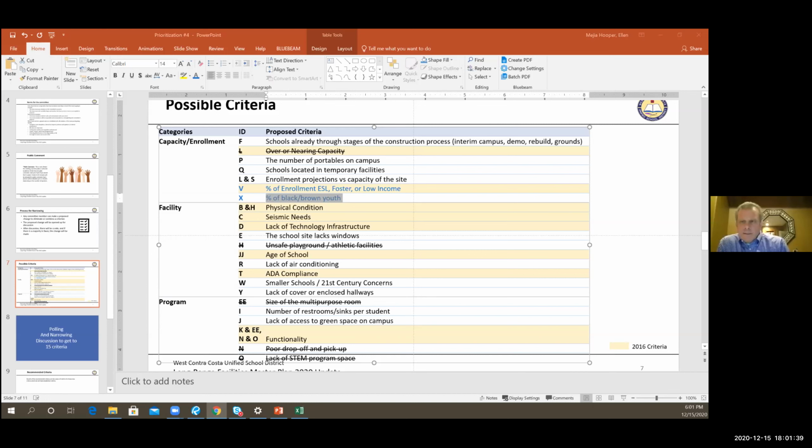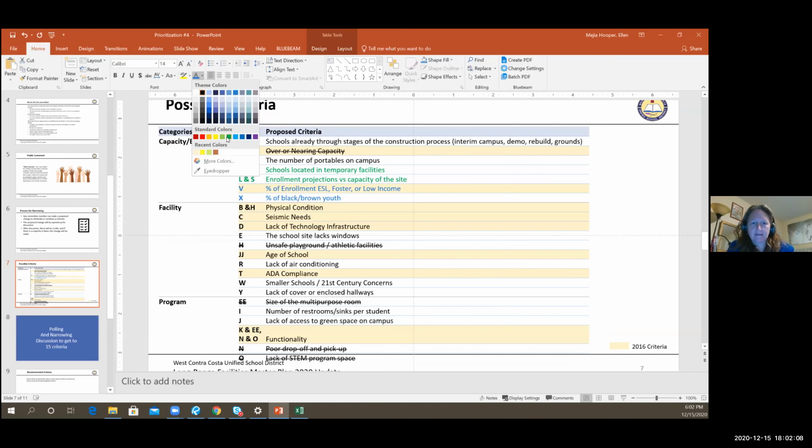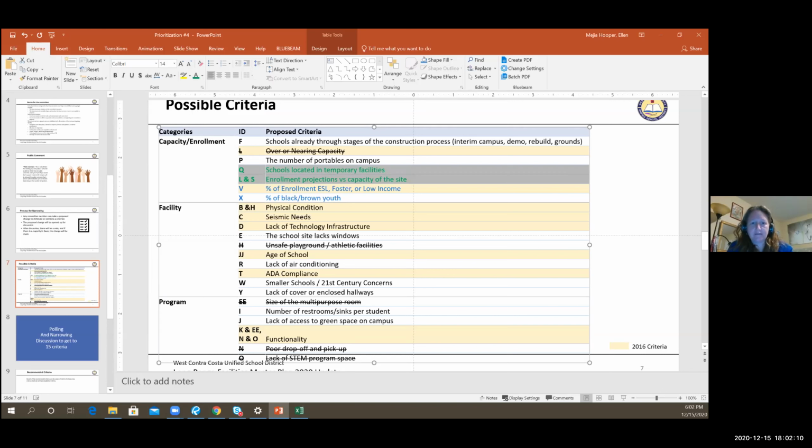I think they are distinctly different the way they're defined here, though. So right now, I don't know if that was a formal proposal that was brought forward, but I'm not sure what to type. So I need more clarification. Well, are we trying to combine those two together? I would say yes, if it can be the number of portables and temporary facilities. Okay.